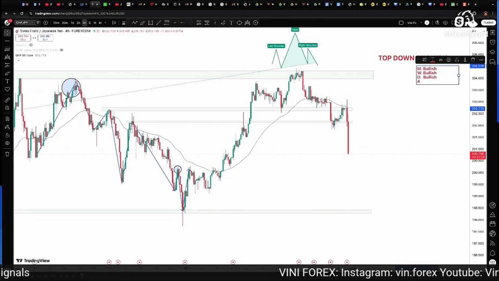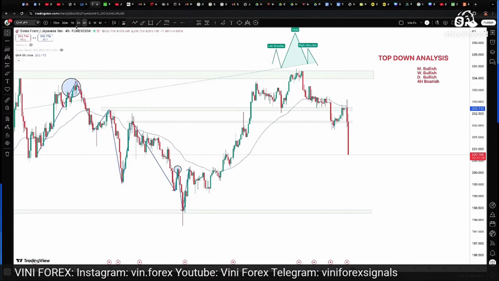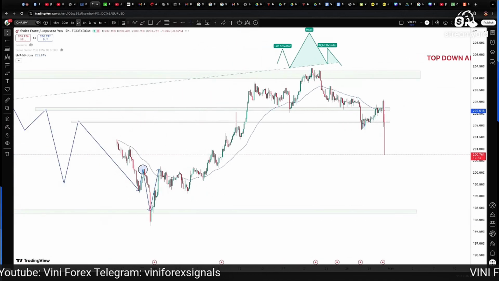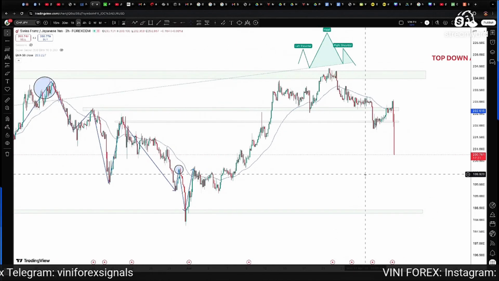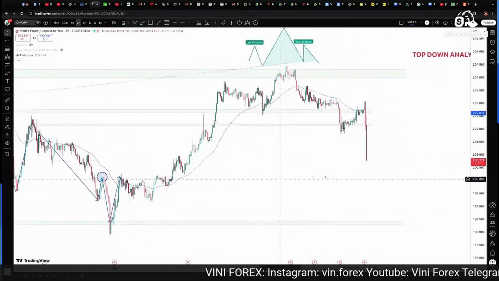Do you understand? Yes, sir. The 4 hours is bearish. So let's go down to the 2 hours time frame. So this is now our 2 hours time frame. Do you see that? Yes, sir. This is our 2 hours time frame.